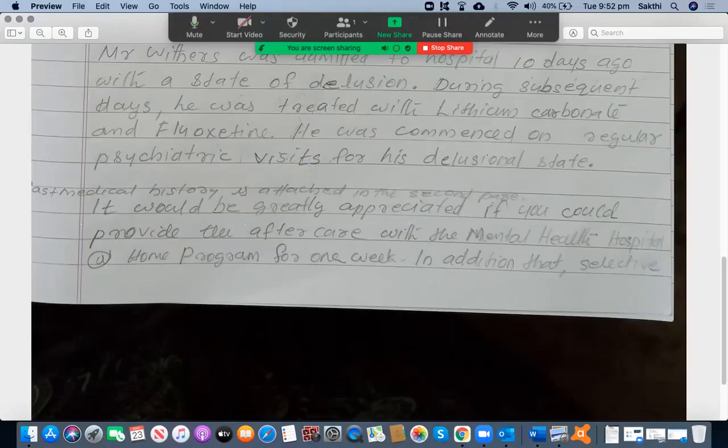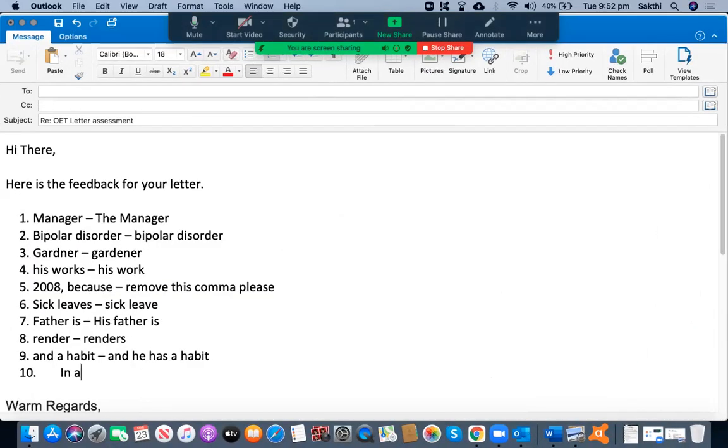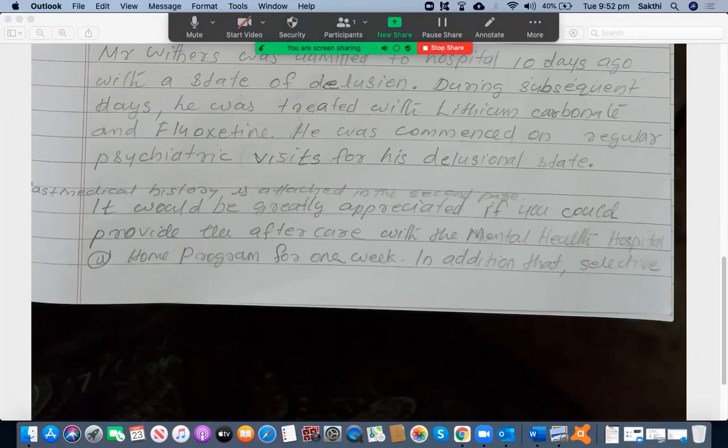In addition that, no, it is in addition to that. In addition, comma, that. So in addition that, you have to say in addition to that, comma. In addition to that, okay. All right, let me go to the next page.